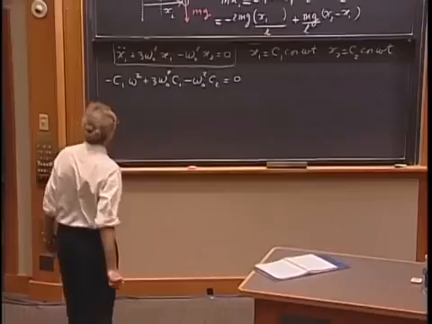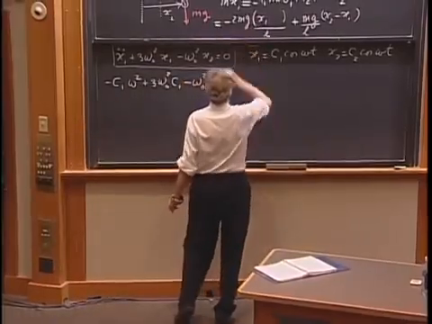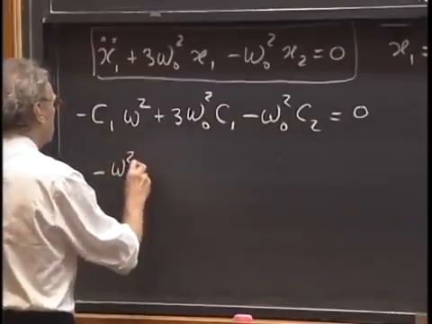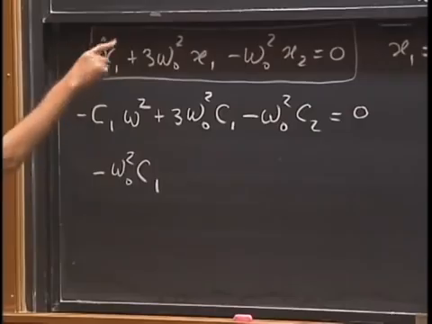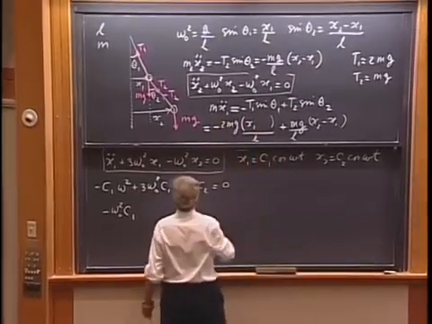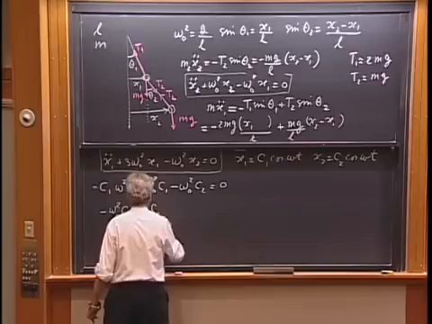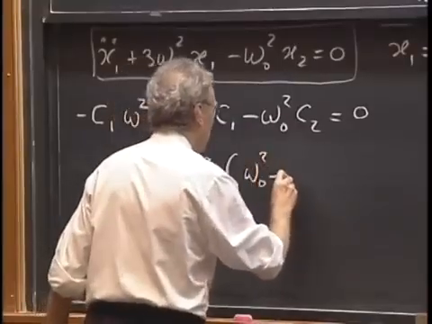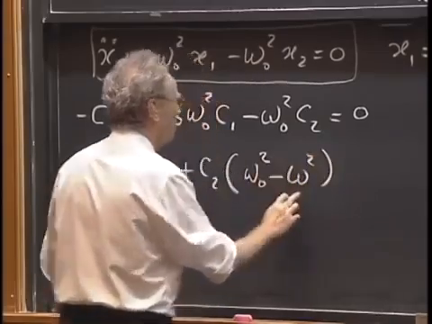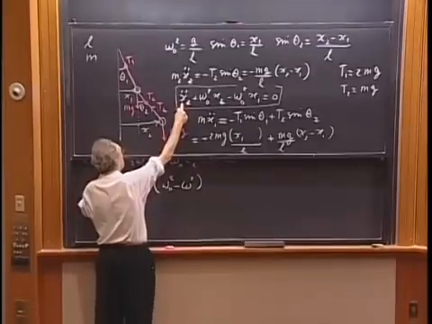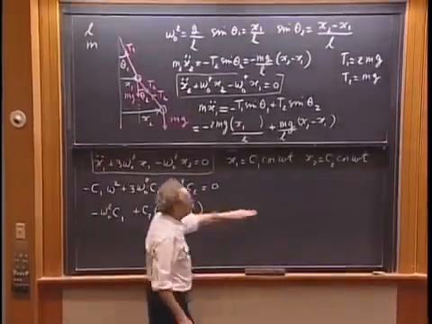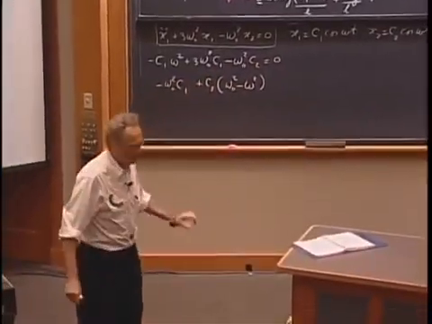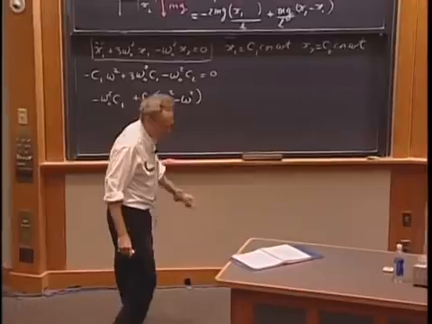I'm going to the other equation. I'm going to put the C1 on the left. So we get minus omega 0 squared times C1. That's the term you have here. And then we have plus C2 times omega 0 squared minus omega squared. And this minus omega squared comes from the second derivative of this one. Second derivative of this one, minus omega squared. Right? Omega squared comes out, and then the cosine goes to a sine that gives you the minus sign.